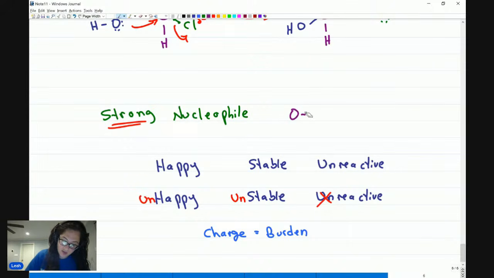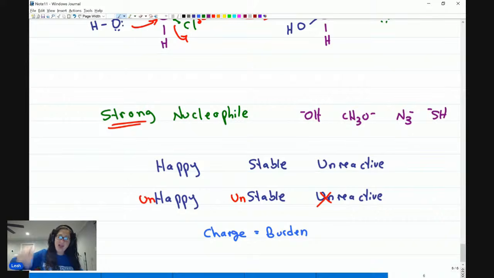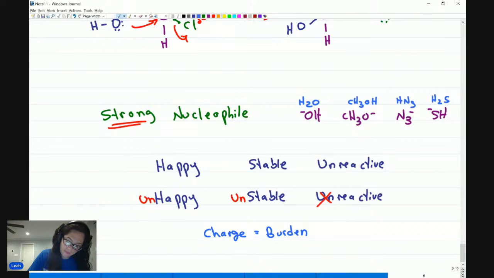Your O minus. So for example, OH minus, CH3O minus, N3 minus, what else? SH minus. Notice the negative. These are all carrying a burden of charge. That makes them strong as opposed to their neutral counterparts, which would be H2O, CH3OH, HN3, H2S. I just had to think how to write that, right? These are your neutral, and your neutral is not carrying a burden. These would be weak, or we can just call them stable.